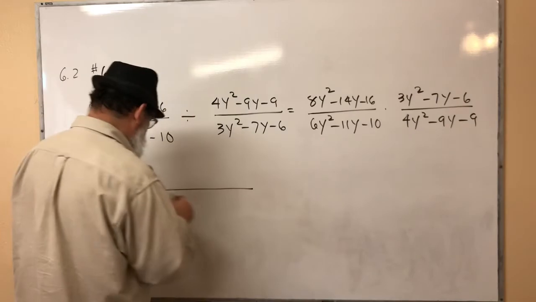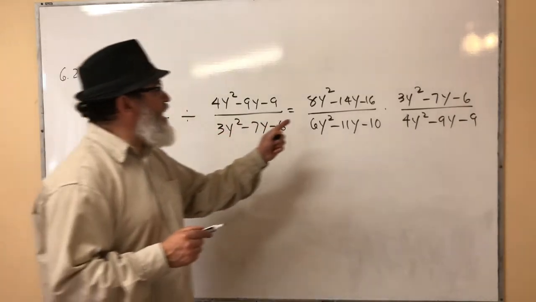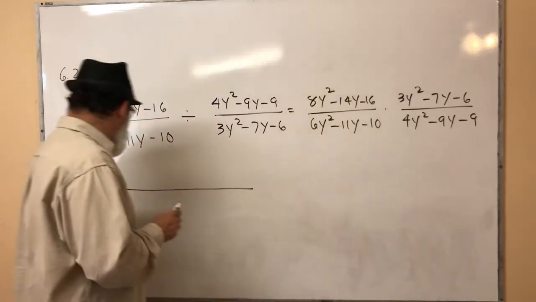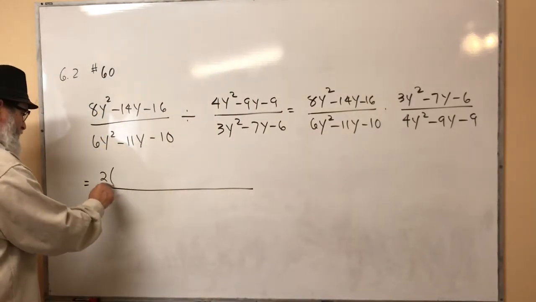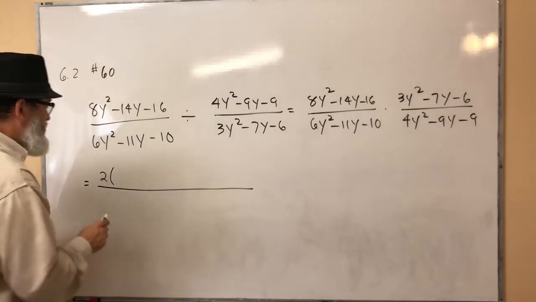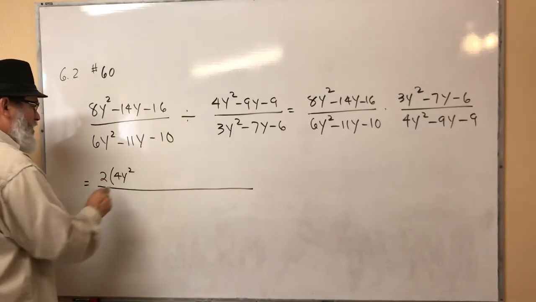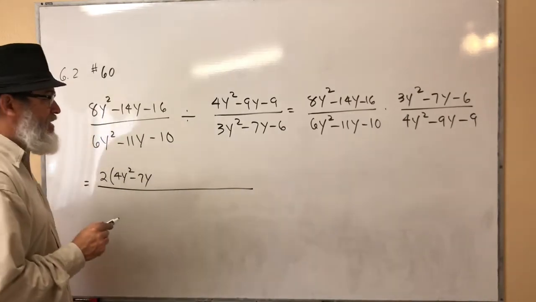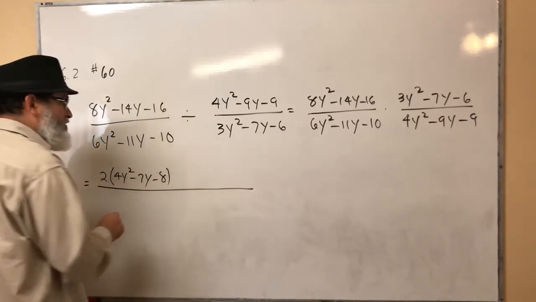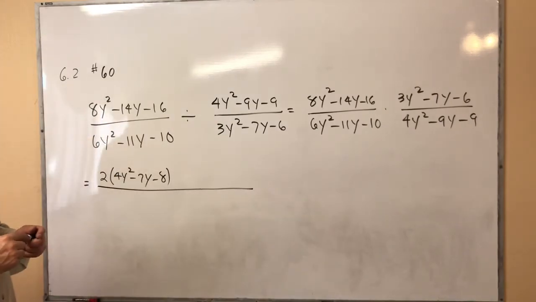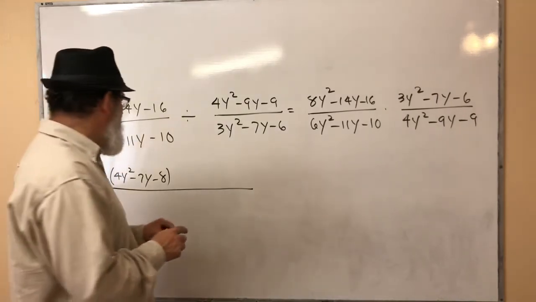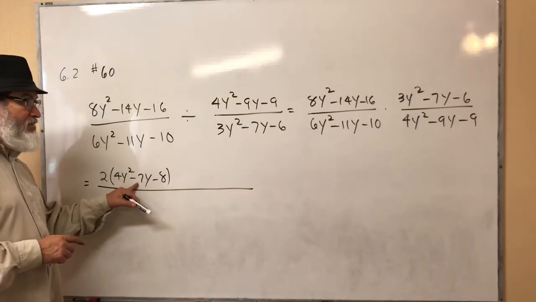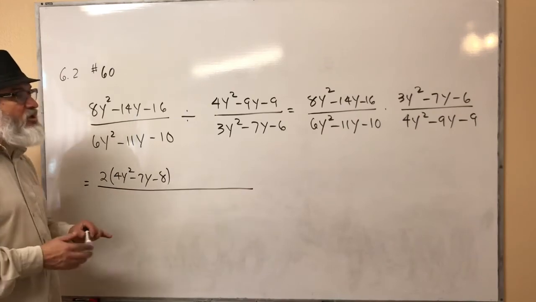The top. In the top, look, I can take out, I believe, a 2. 2 times what? 4y squared minus 7y minus 8. Okay, that's this one. I'm not done with that one, okay? I need to factor that one, but I had to do that first.